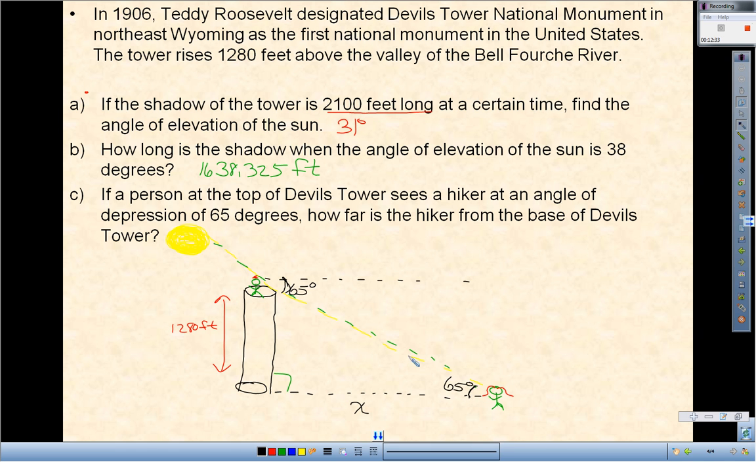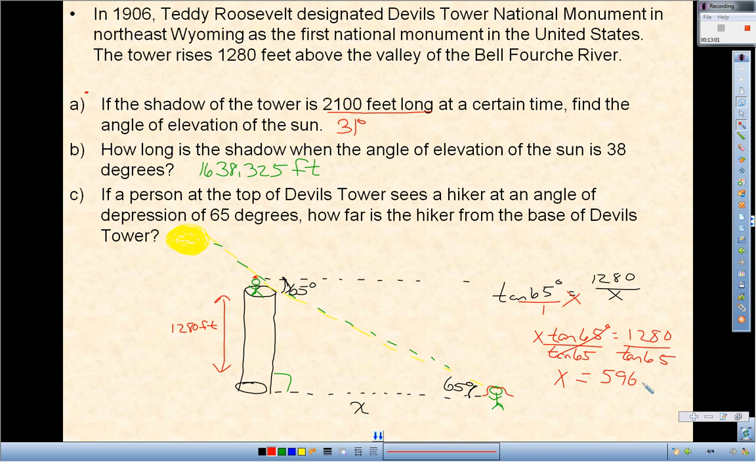So what I'm going to do is have to use tangent. I'm going to do tangent of 65 degrees equals 1280 over x. Remember, I'm not trying to find the angle, so I'm not going to do inverse, but I am going to put it over 1, and I am going to cross multiply. And so to solve this for x, I'm going to divide by tangent of 65, and so that would end up giving me 596.874 feet. So approximately 597 feet. So that hiker better hurry and get to me real quick.